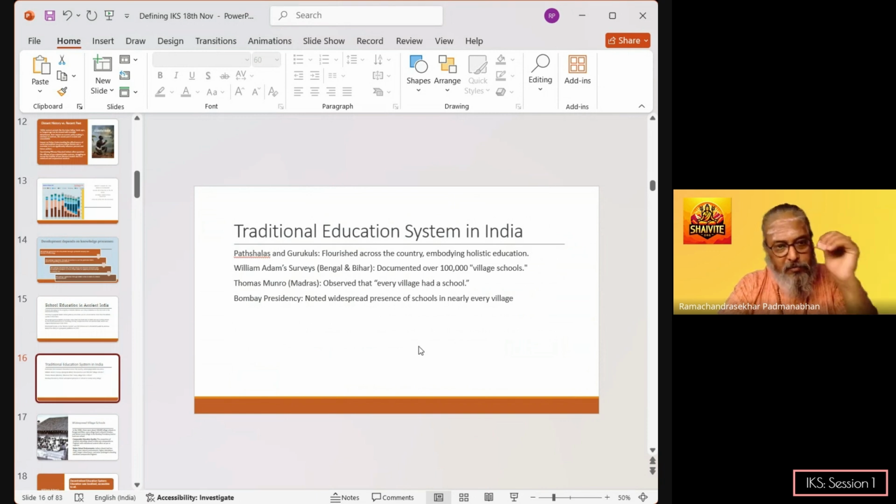And Thomas Munro's observation of every village having one school. The same for the Bombay presidency, because at the time there were only 5 or 6 states, unlike the multiple states today in India. So Bombay presidency covered practically the entire western one. Madras presidency including the Kerala, Andhra, and Karnataka. So it clearly shows that the systematic schooling system was available.